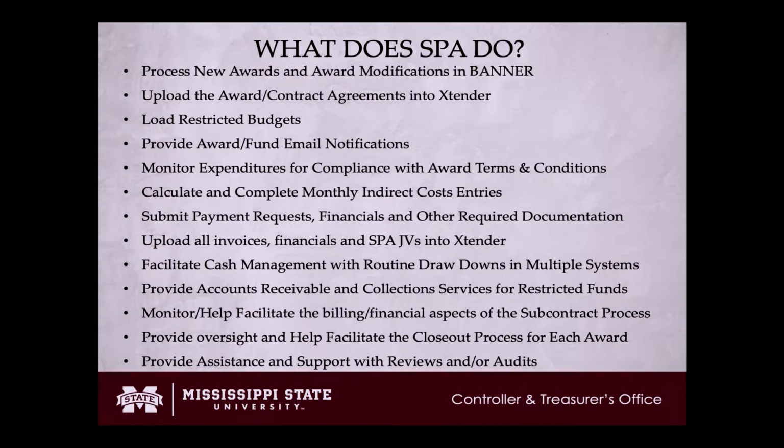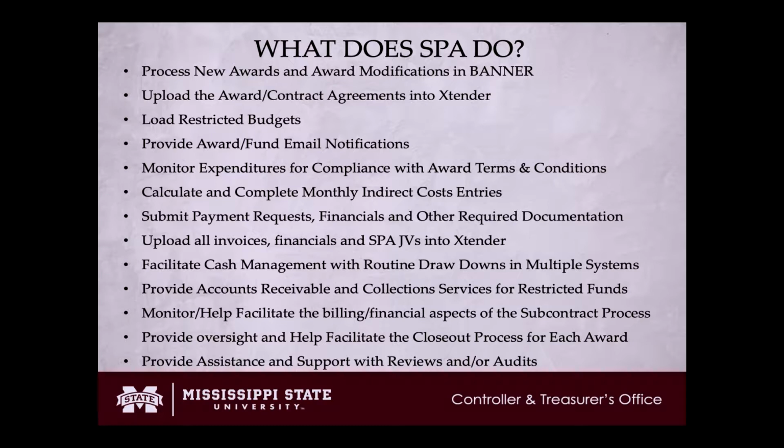So what does SPA do? We process new awards and award modifications in Banner, upload the award contract agreements into Extender, we load restricted budgets, we provide the email notifications to notify you of your award and your fund number, we monitor expenditures for compliance, calculate and complete monthly indirect cost entries, we submit payment requests or invoices, financials, and other required documentation, and we upload all this information into our application Extender to be used by third parties and you across campus.